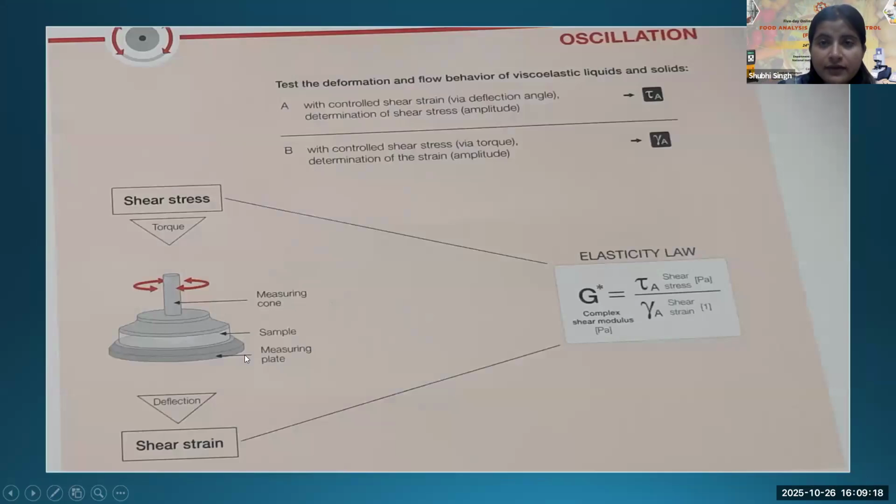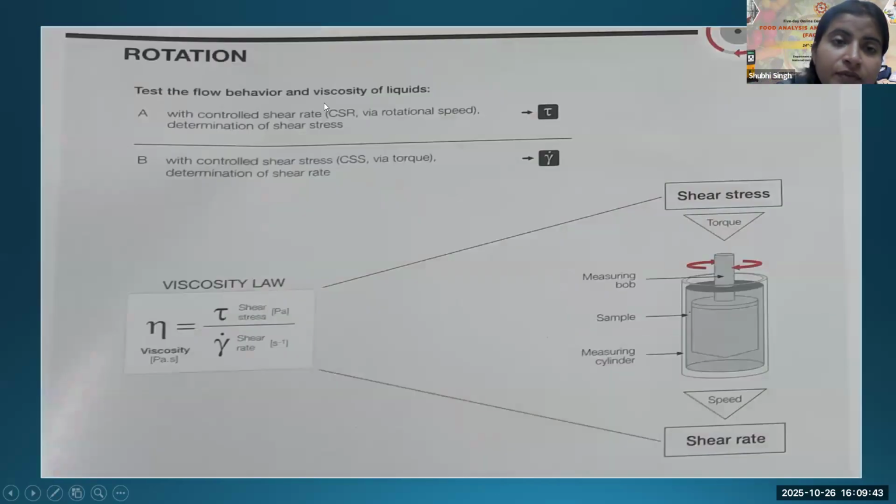Whereas in oscillatory, what will happen? A small amount of sample is used, and a small shear stress will be applied to the sample. It will test the deformation and flow behavior of viscoelastic liquids and solids. So it is basically used for viscoelastic liquids and solids, whereas rotatory motion is used for more viscous liquids, less viscous liquids, sorry. Okay, so this is the difference.